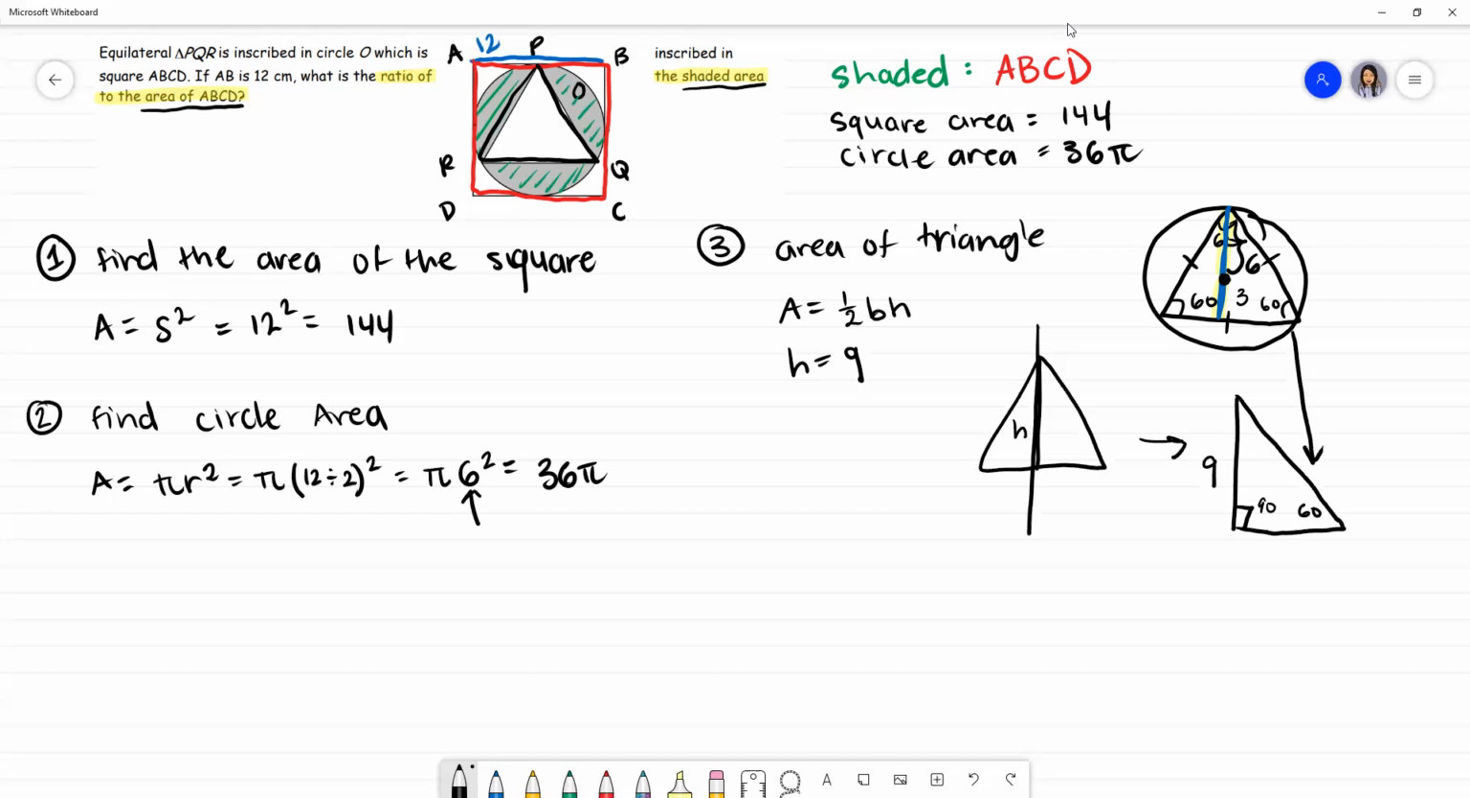And we know that all the degrees add up to 180 in a triangle, so this would be left off with 30. Because it's a 30, 60, 90 triangle, we know that this length here, I'll just name it X, is always half of this length. So this length is twice the length of this, and that's because we're splitting the triangle in half right here.